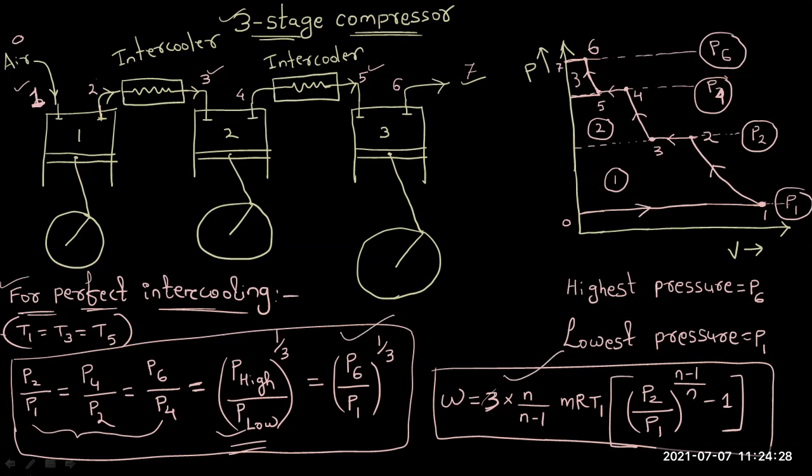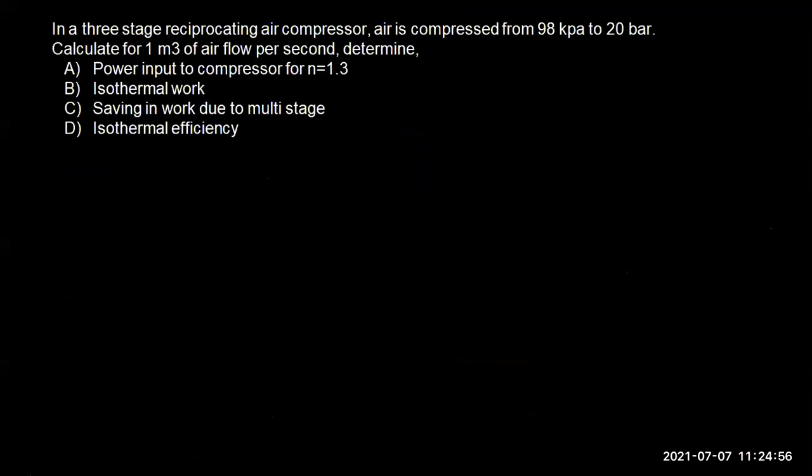Okay, so everything will remain the same as we have discussed for a 2-stage compressor. The only thing is this will be a new term we introduce. The pressure ratio should be equal to P high by P low whole to the power 1 by 3. Okay, and this is the work done. So one problem quickly we will do based upon these things, based upon this 3-stage compressor, so that all of your doubts will be cleared. Okay. So we have a problem. So this is the question.